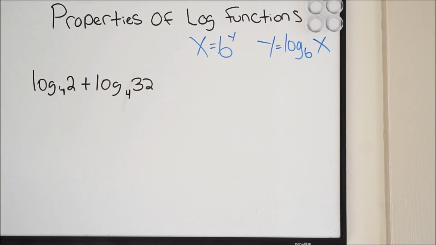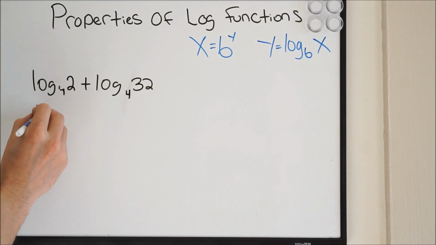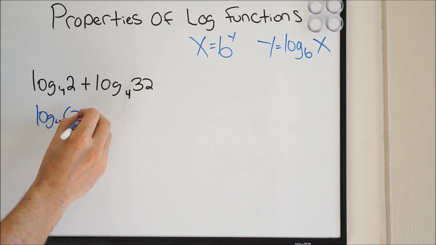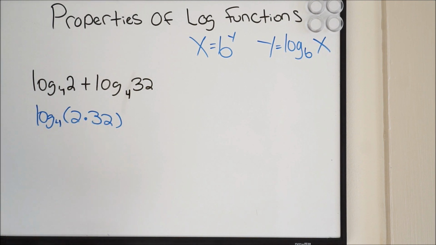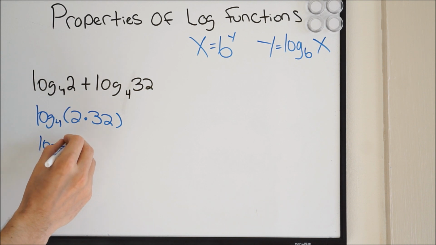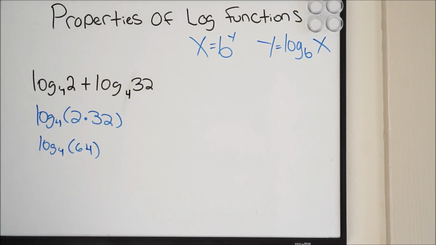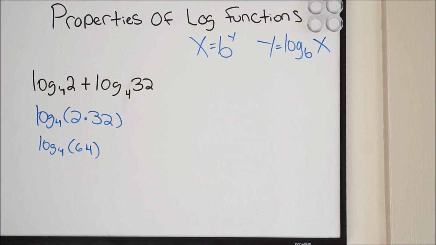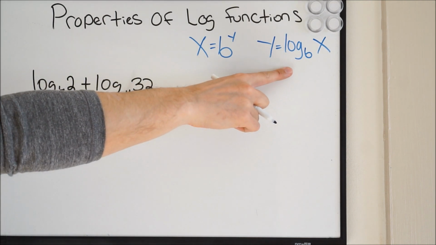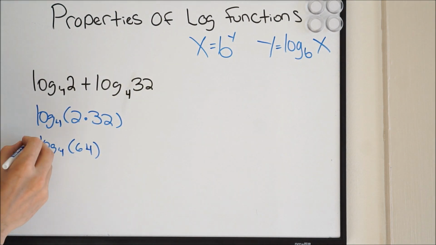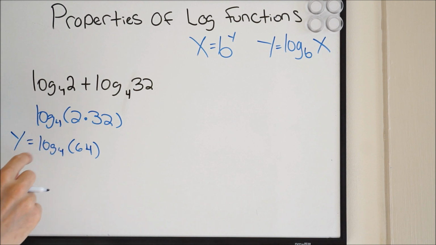So again, if I rewrite this now, it's going to become log base 4, and this is going to be 2 times 32. And then going a little bit further, log base 4 of 64, okay? And then going to our equations that we use for log functions, here it is written in its log form, y equals log base b of x, which I have here. I'm going to put equals y. So y equals log base 4 of 64.